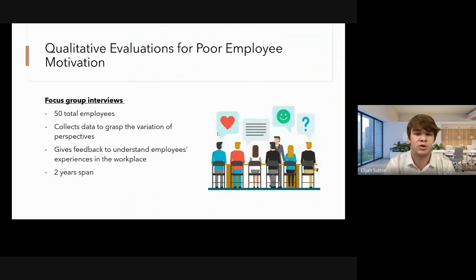Now I'm going to be talking about qualitative methods for poor employee motivation. One America should always be striving for company growth and development. So we feel it's best to implement a semi-structured focus group interview to identify where they go wrong in poor employee motivation. After recognizing that employees' productivity lessens, a demotivated employee can also affect the overall team, creating a negative atmosphere.